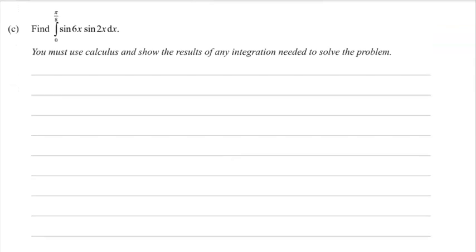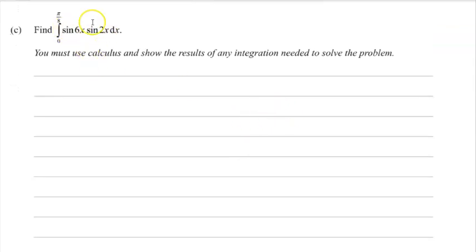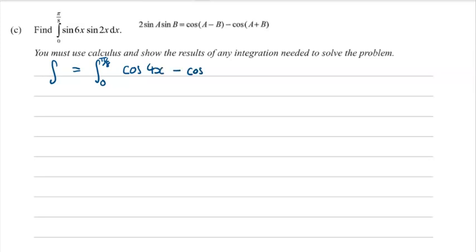Okay, part C. We're integrating a trig product here that goes sine-sine. So we need this formula. So we start by simplifying the integral to be, so it's still going to go 0 to pi by 8, but it's going to be cos of, so the a minus b, so 6x minus 2x is 4x, minus cos of a plus b, so 6x plus 2x is 8x.